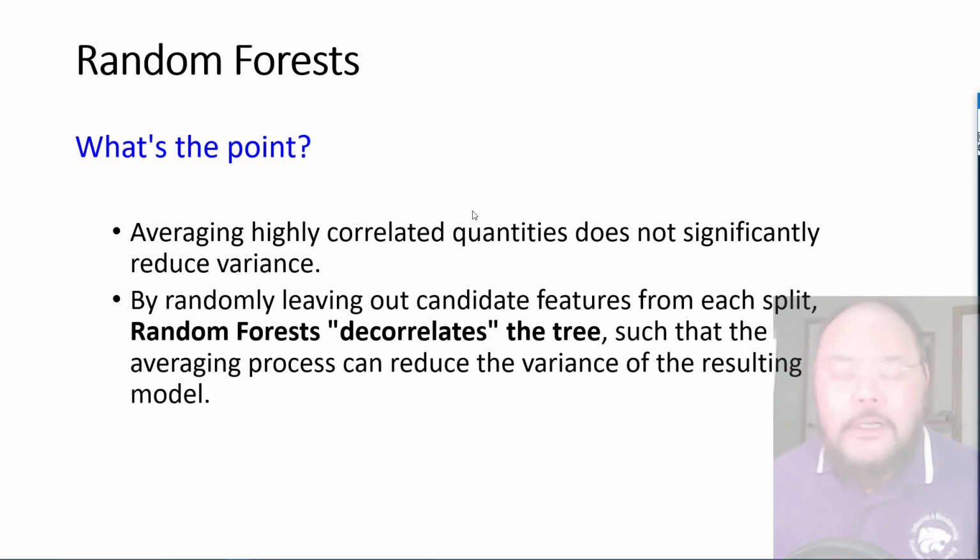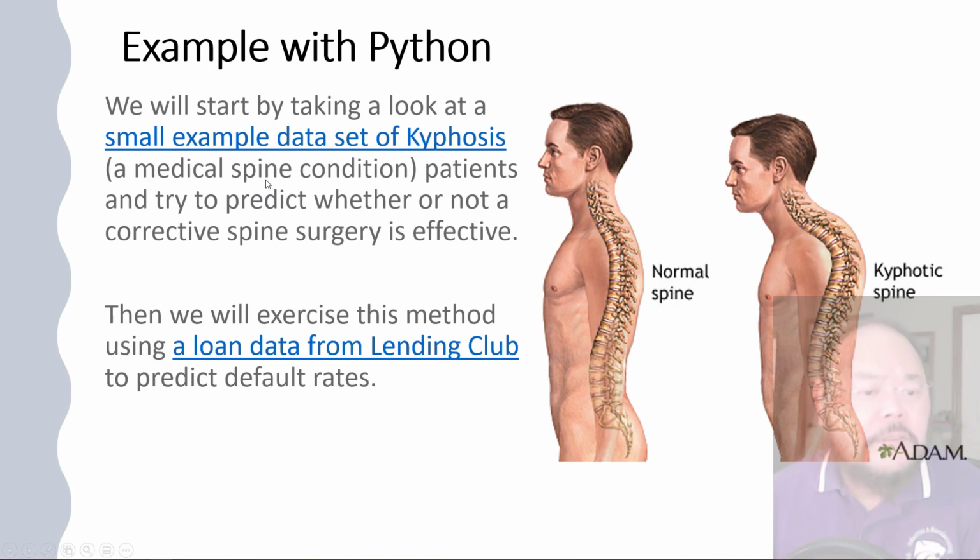With all this theoretical background and introduction of the concept, we will start by taking a look at a small example using Python. The small example data set is kyphosis, a medical spine condition. Patients are being studied to predict whether or not a corrective spine surgery is effective. I give you the link here.